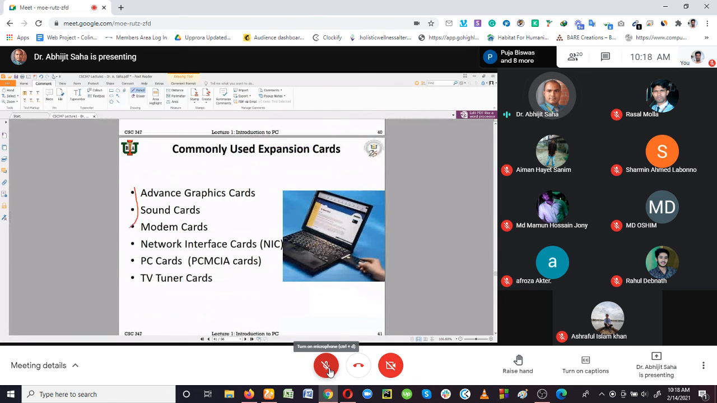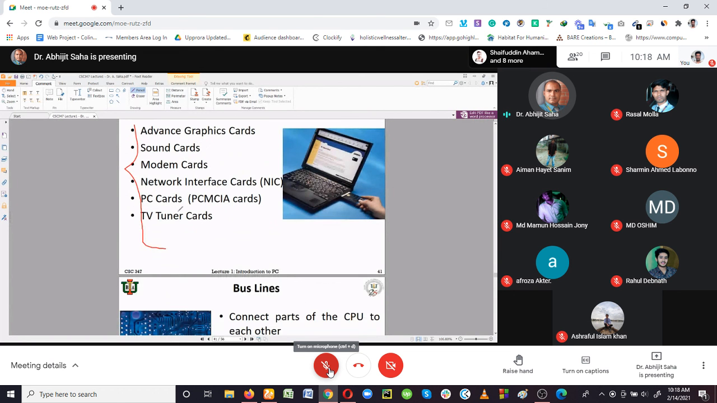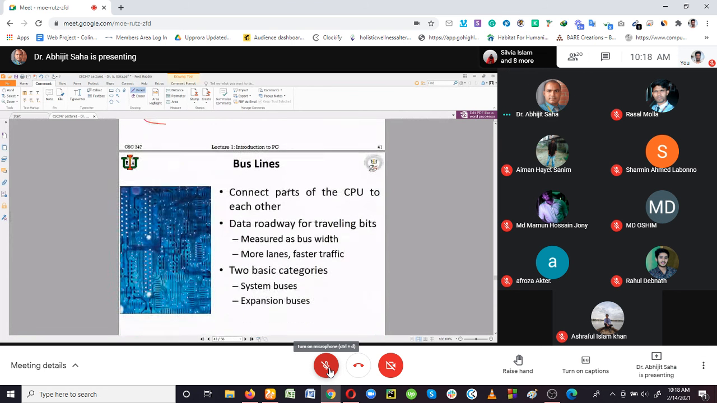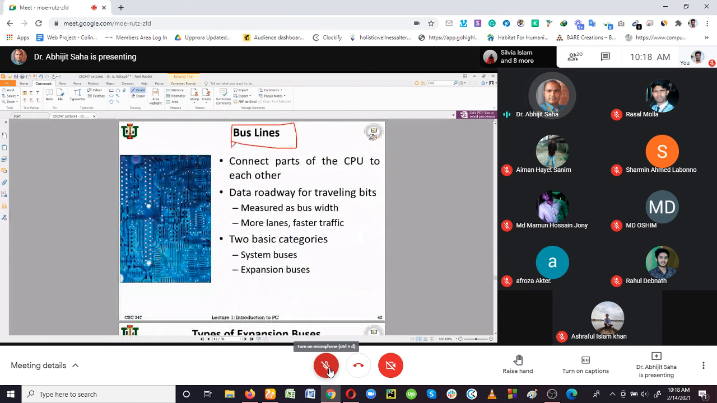There are some expansion cards, so you should know their names, and you should know the purposes of having these expansion cards. And we have already said to define bus lines. You should be able to tell the reason we need bus lines, better bus lines, and what the bus width is. The more lanes, the faster the traffic, so you should know them, right?